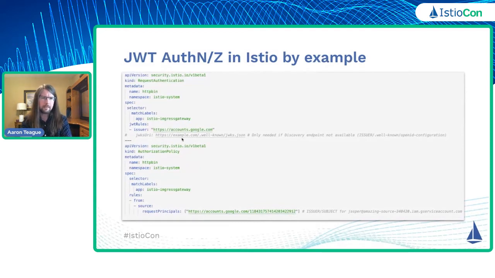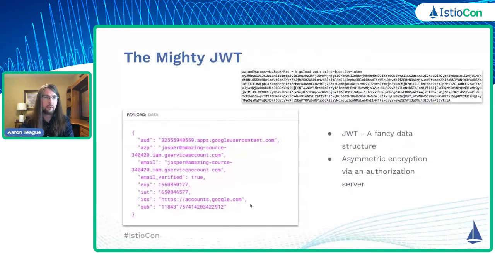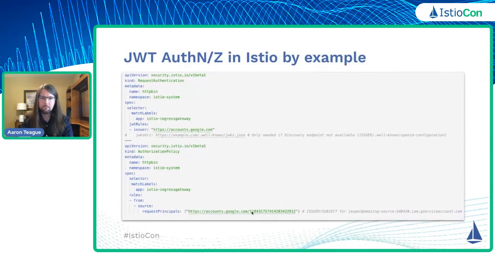And then the authorization policy is taking what it learned from authentication and then saying yes or no based on it. Here we are going to allow based on the request principal. So if we are this issuer / this subject as received from this JWT, so this issuer and this subject concatenated together, then okay, cool, you're good to go. We validated, you are good to go, and come on in.